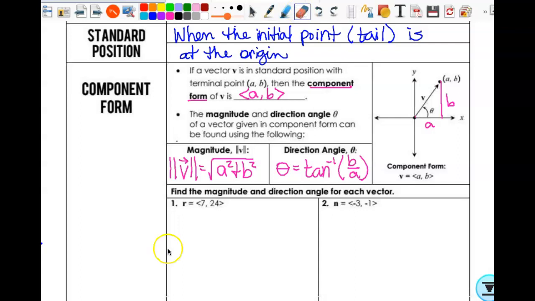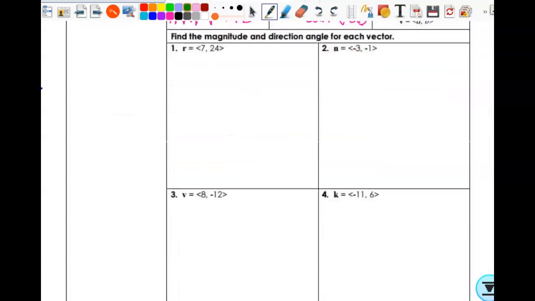So let's look at number 1 here. I want to find the magnitude and direction angle for each vector. Oh, dang it. And I forgot to tell you when you came in to get your calculator. So send one person from your table to go get your calculators. Give them the numbers. Okay, now that we have that.